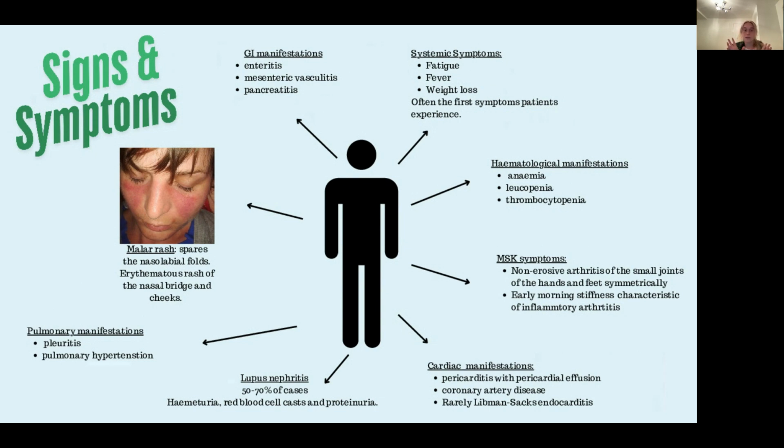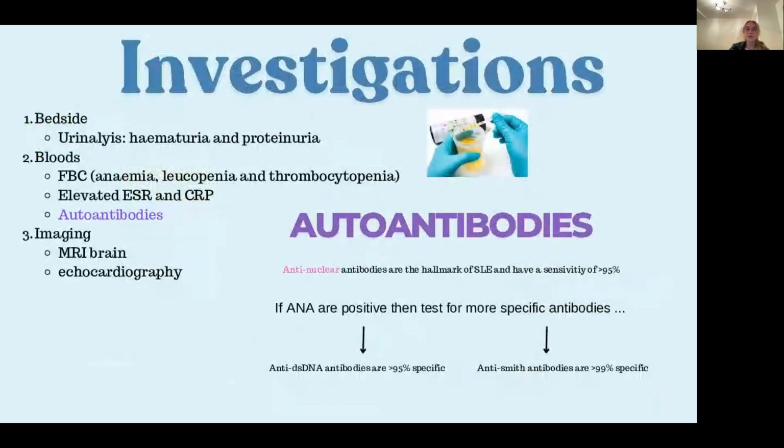So it's a multi-system disease, and it's hard to predict which systems will be affected in patients. Investigations-wise, at the bedside, we could do urinalysis to look for lupus nephritis, so you'd be looking for things like hematuria and proteinuria. Bloods, we can look at the FBC, looking for things like anemia, leukopenia, and thrombocytopenia. Patients will often have an elevated ESR and CRP because inflammation is high in the body as a result of the autoimmune condition. And then we can look for specific autoantibodies.